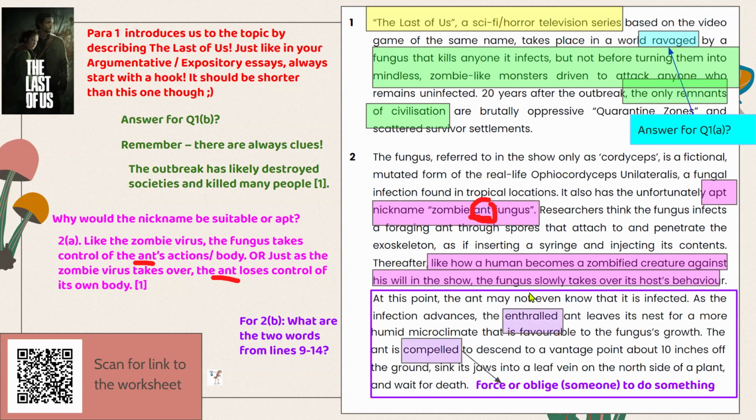Enthralled, compelled. Compelled means to force or to oblige someone to do something. So I think, Aaron, you didn't look at lines 9 to 14. So be careful if they specify where to get your sourcing or your clues from. Make sure that you follow strictly. Compelled means to force someone to do something. So I was compelled to listen to this person because he was nice to me. I was forced to listen to this person because he had been nice to me. Do you see what I mean?